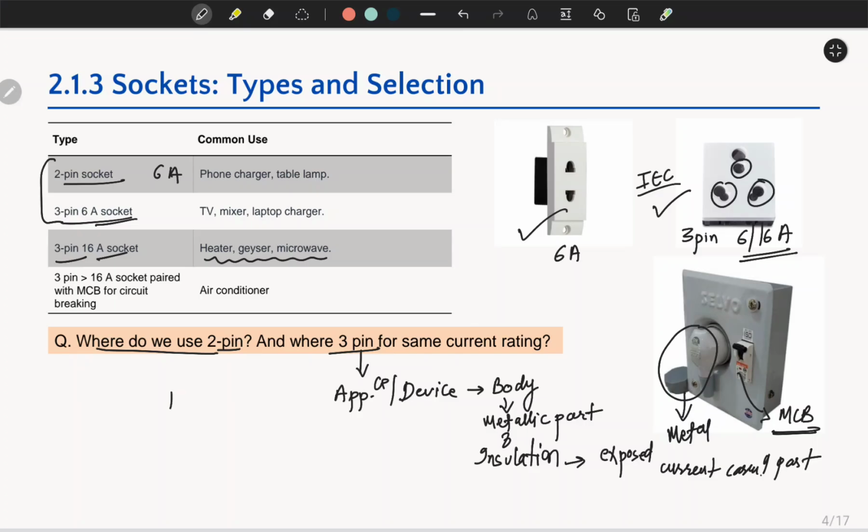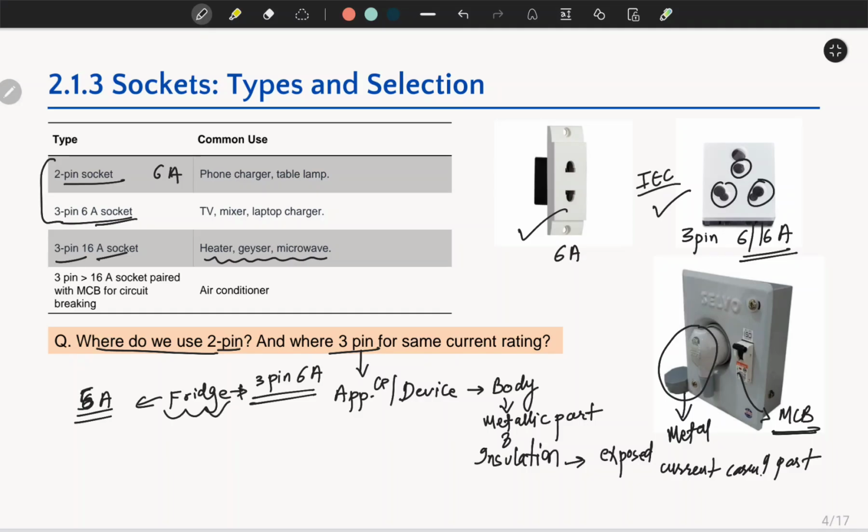What does that mean? In the case of a fridge or refrigerator, we have seen that it has a metallic body. And second, the power supply is such that there are a few exposed parts that can be connected to the body of my fridge, and the body is metallic also. So for this fridge we will be using a 3-pin 6 ampere. I am assuming my fridge takes 6 ampere of current or less, say 5 ampere.